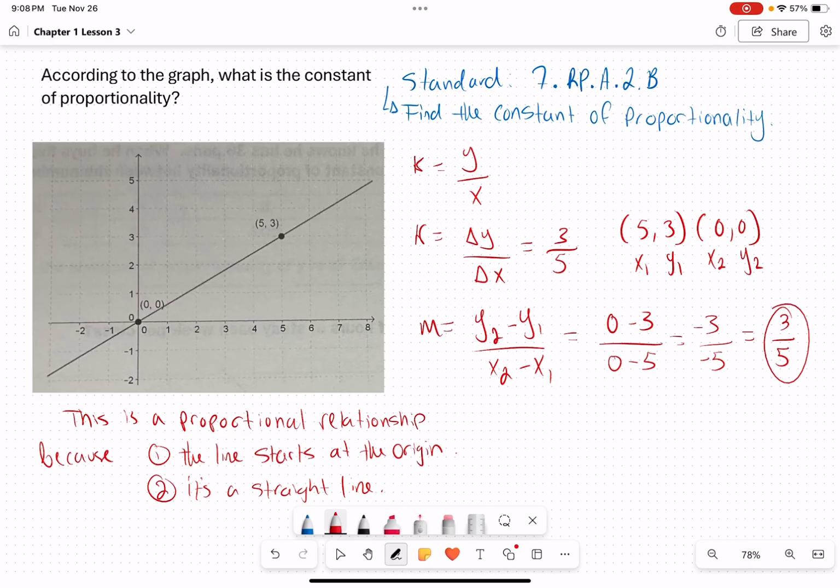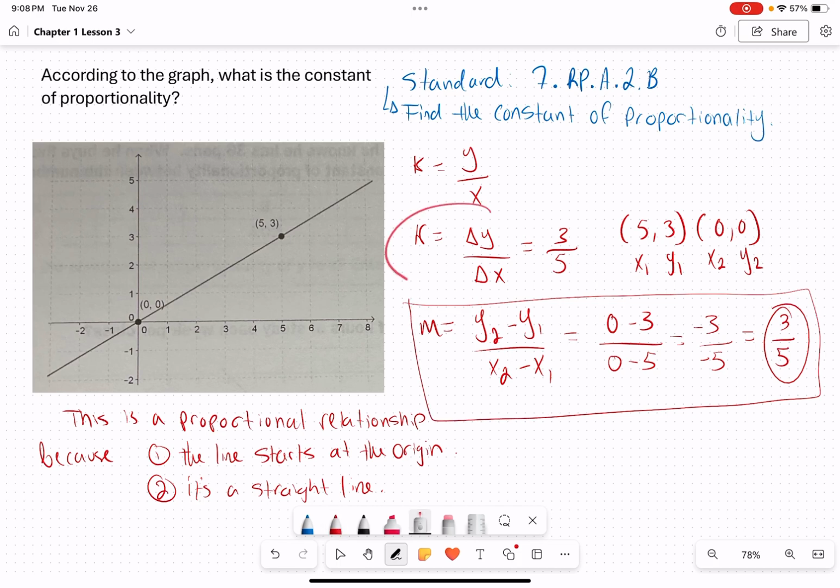But because this is an 8th grade way of finding the slope, I probably would go with the 7th grade method. Of course, this is 7th grade, but anyway, that's just another way of finding the slope or the constant of proportionality.